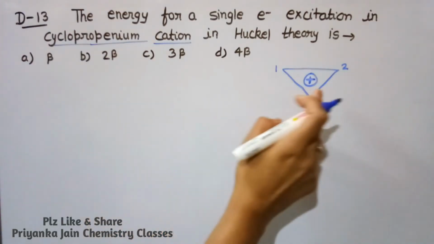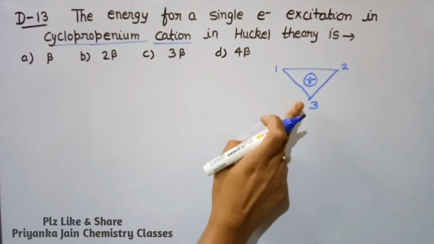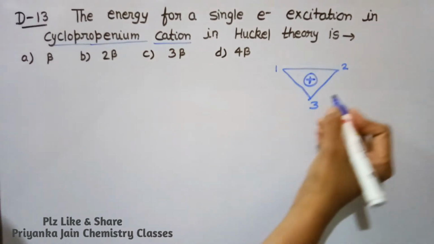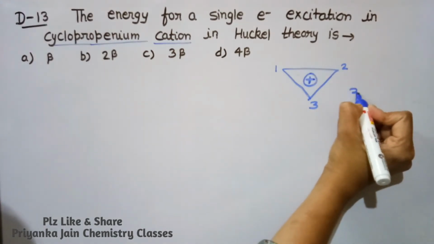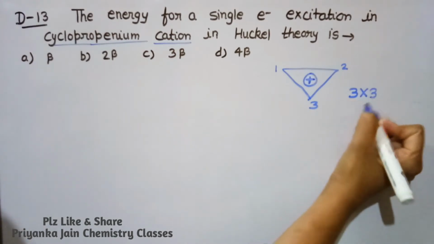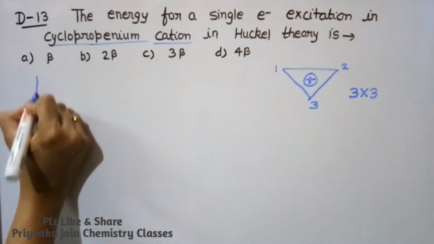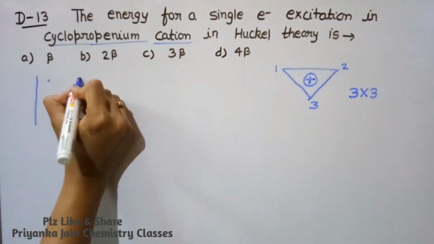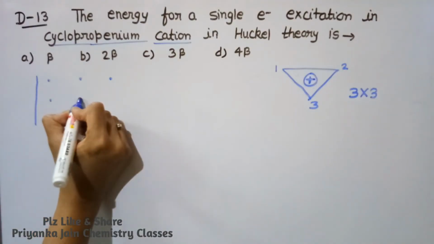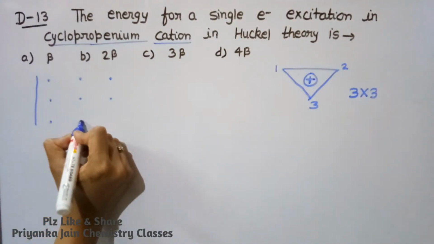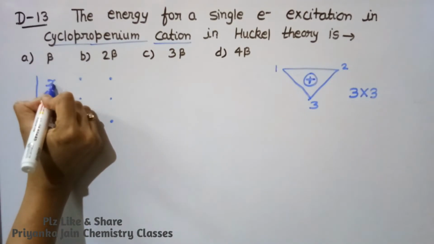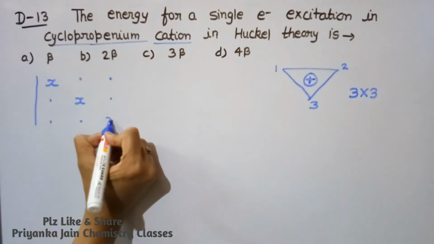This is a resonance stabilized aromatic system, right? Now see here, the number of carbon atoms is equal to 3. It means n is equal to 3. So we have to make a 3 into 3 secular determinant, right? And how to make it? I have already told you. Firstly, make in this way a 3 into 3 matrix. Now write down here at the diagonals we have to write x.